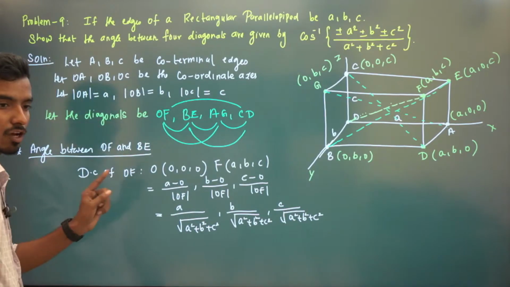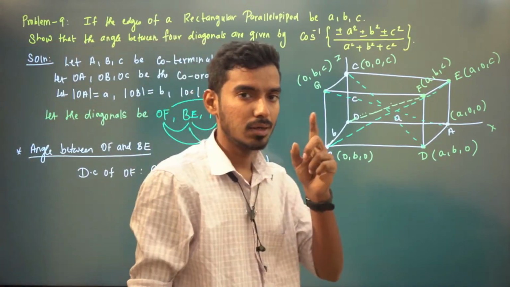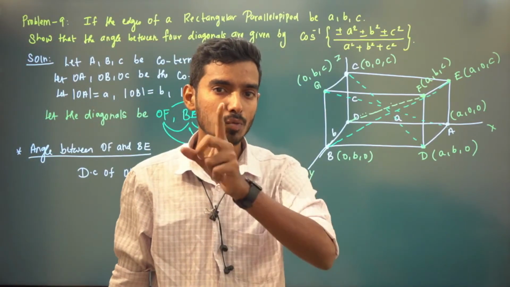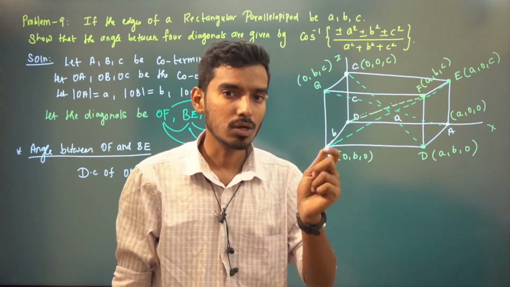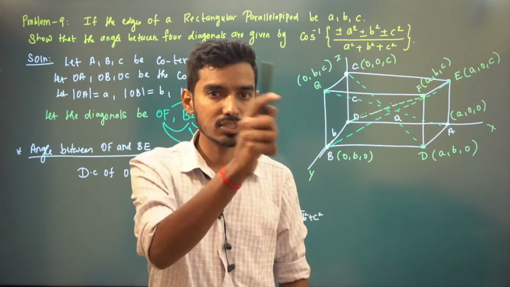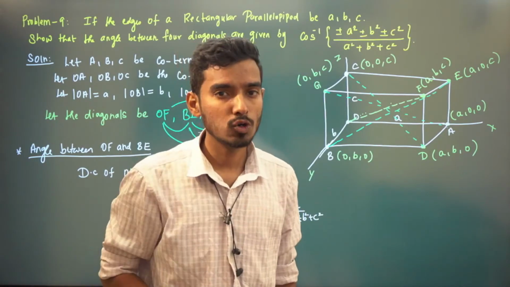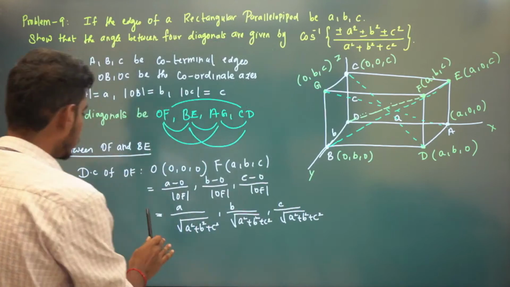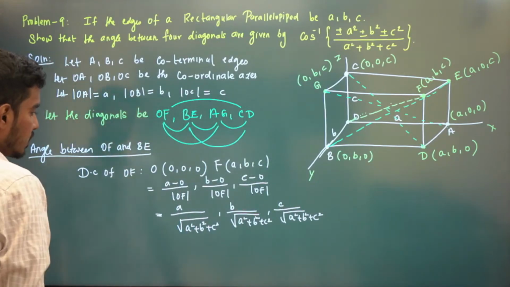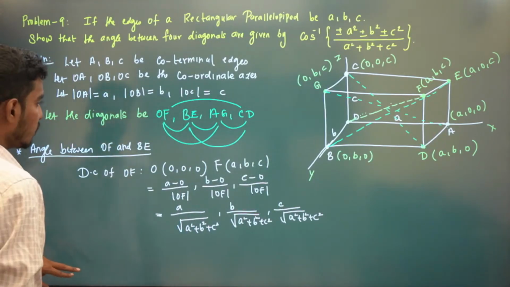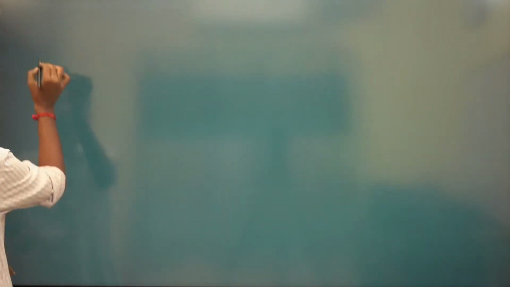The direction cosine of the line joining two points we already know, right? If A is x1, y1, z1 and B is x2, y2, z2, the direction cosine of the line joining two points is x2 minus x1 by the length of AB, y2 minus y1 by the length of AB, z2 minus z1 divided by the length of AB. This is the direction cosine of OF. Now similarly, you find the direction cosine of BE, right? Now the direction cosine of BE.